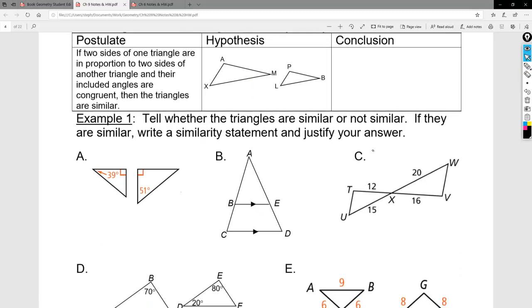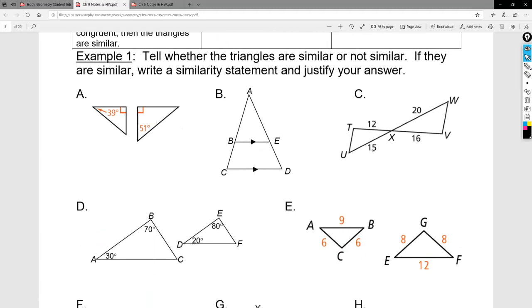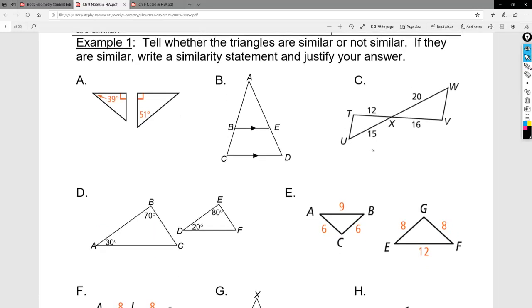Okay, let's go through a few examples. So for our first example, we have two right triangles here. They tell us that this angle is 39. They tell us that this angle here is 51. We could name these. Let's go ahead and name this. I'll start at the right angle. So A, B, C, and D, E, F.